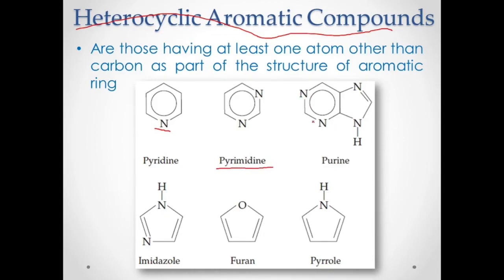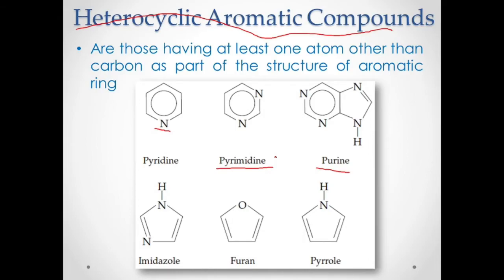If this is more complex, you have your purine. Then you have your imidazole. You have your furan, which is replaced with oxygen. And you have your pyrrole. So these are examples of heterocyclic aromatic compounds. You just have to familiarize yourself with these heterocyclics.